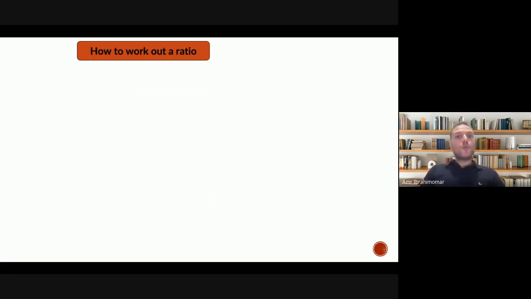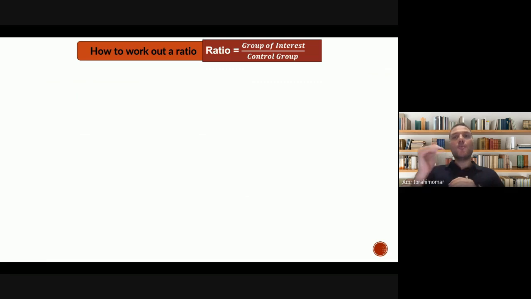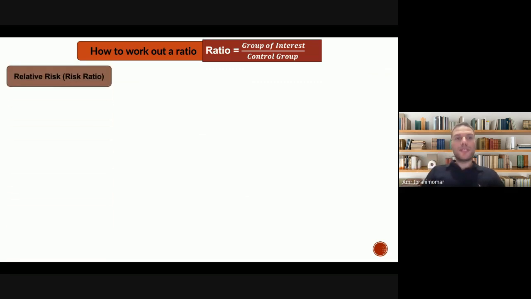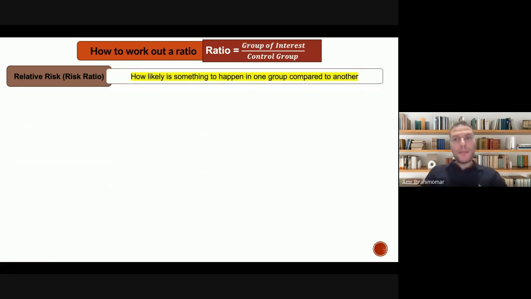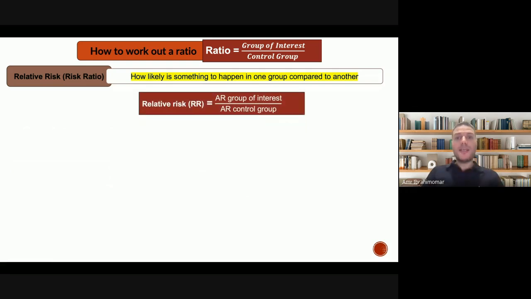Moving forward, how do we calculate the ratio? The ratio is the group of interest divided by the control group. For example, relative risk or risk ratio: how likely something is to happen in one group compared to the other group. So relative risk is the absolute risk in the intervention group divided by the absolute risk in the control group.